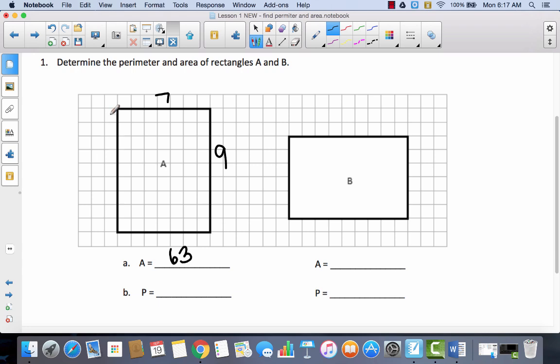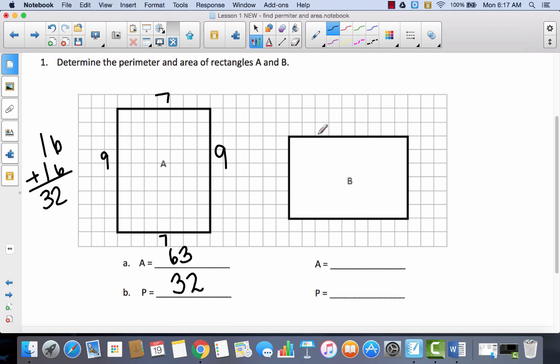Now, to find the perimeter, we could go through and we could count all of the boxes around. We could say 1, 2, 3, 4, 5, 6, 7, 8, 9, 10, 11, 12, 13, 14, 15, 16. But as you can see, that can start to take a long time because this is 7, and this is 7, and this is 9, and this is 9. Then we could add up all the sides. We could say 9 plus 7 equals 16, and 9 plus 7 is still 16, and 16 plus 16 is equal to 32. So the perimeter would be 32.